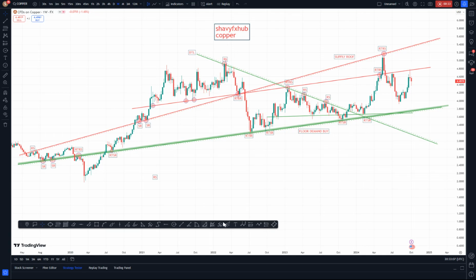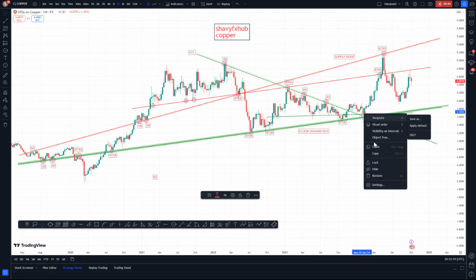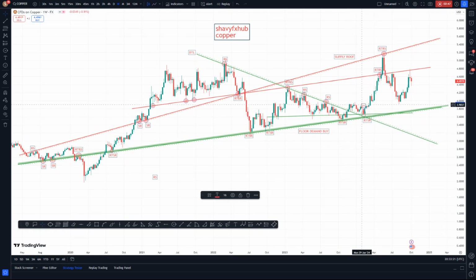So we look at it, RT. This is a retest candle. Here we have also a retest candle. So price picked up liquidity because price touched a demand floor from 2019.